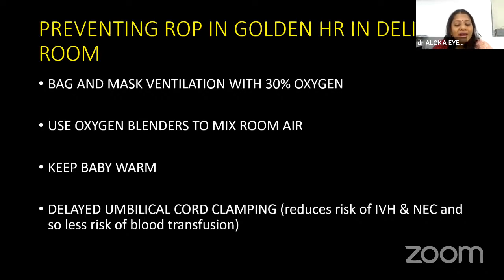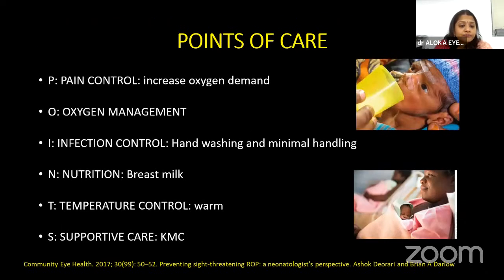Delayed umbilical cord clamping has also been known to prevent intraventricular hemorrhages as well as the NEC, and you have lesser risk of blood transfusion if you don't have these diseases, and therefore you are preventing early blood transfusion and therefore preventing ROP. And there is this points of care, POINTS.